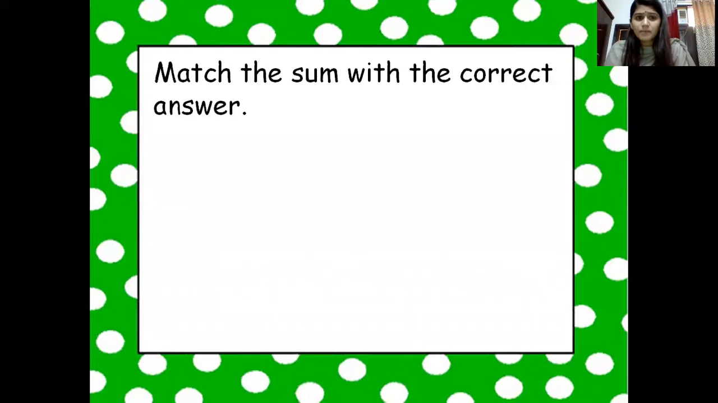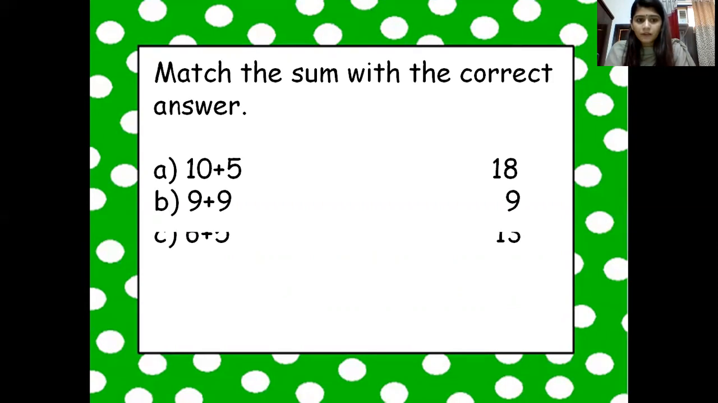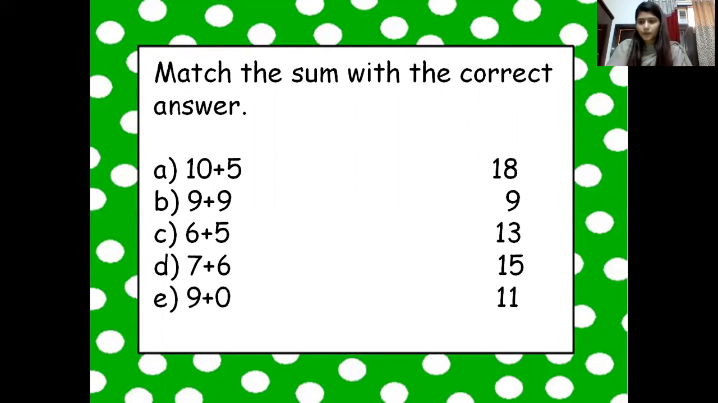Next question is match the sum with the correct answer. Here you have to match the sum with the correct answer. So first is 10 plus 5, 9 plus 9, 6 plus 5, 7 plus 6 and 9 plus 0. Sums are also given.